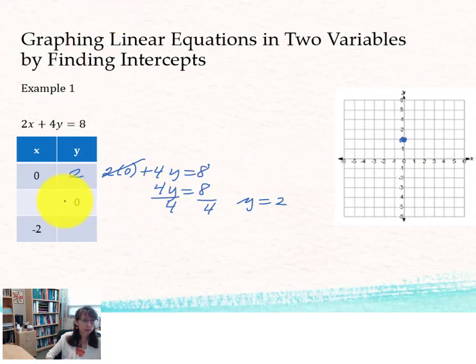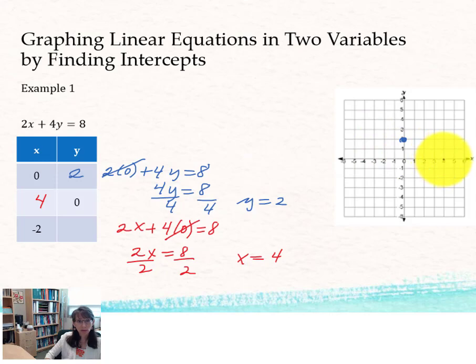Then we're going to substitute a 0 for the y value. 2x plus 4 times 0 equals 8. This time 4 times 0 is eliminated, leaving 2x equals 8. Once we divide by 2, we'll end up with an x value of 4. So (4, 0) is the x-intercept.